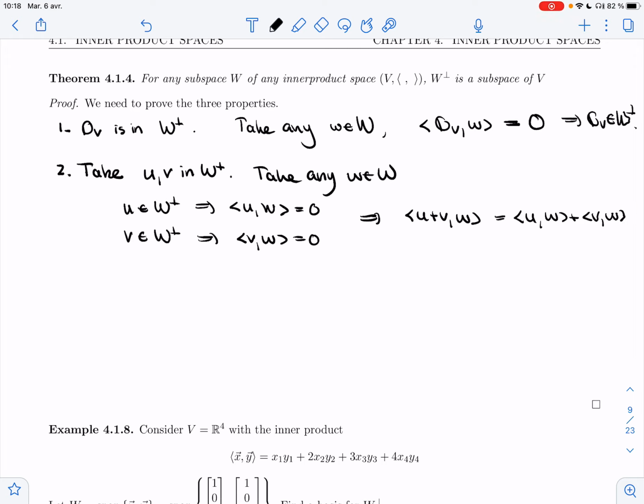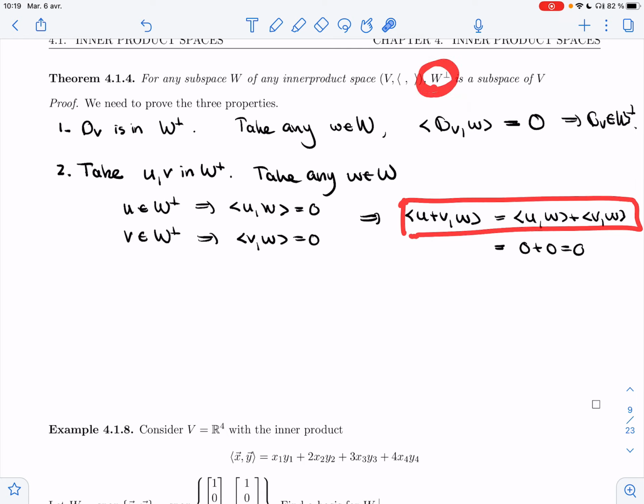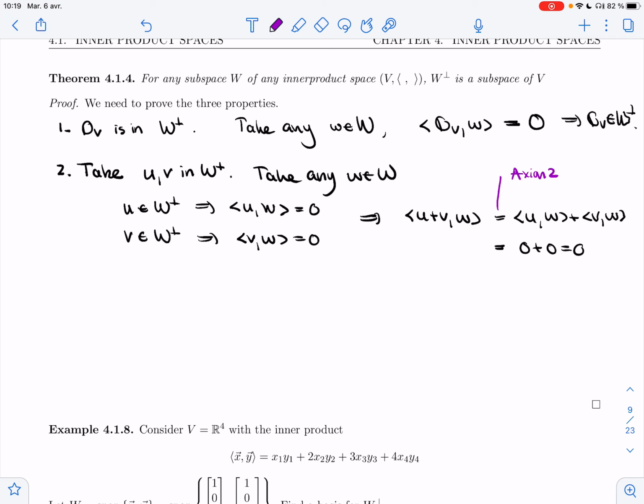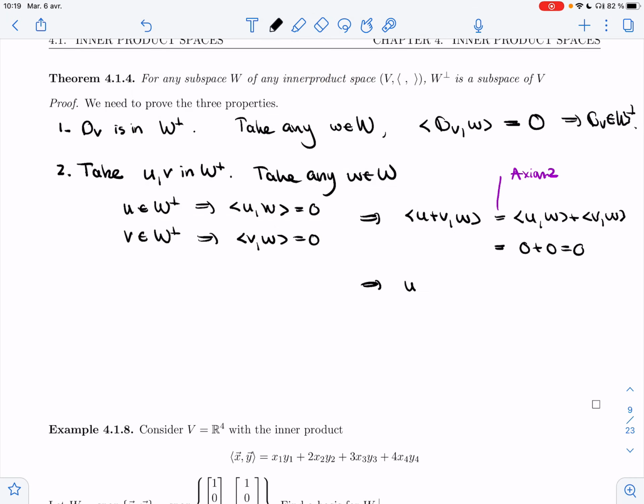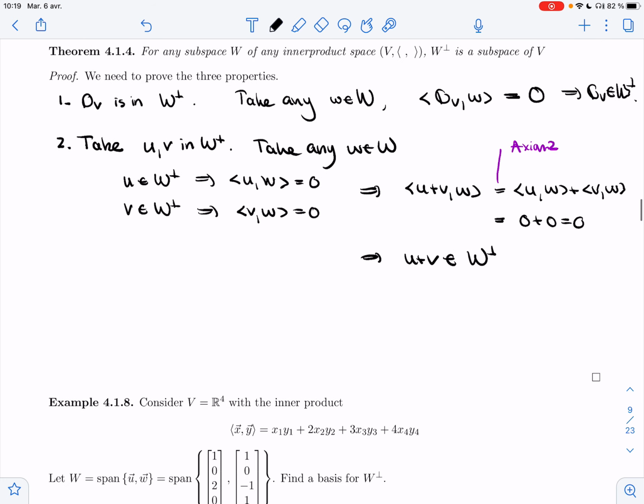You can see we're using axioms here. And so that's part of the reason we needed those axioms to be true, is we need them to prove things like the orthogonal complement is a subspace. All right, so here I'm using axiom 2, and I get 0, and so that means u plus v is in the orthogonal complement as well.